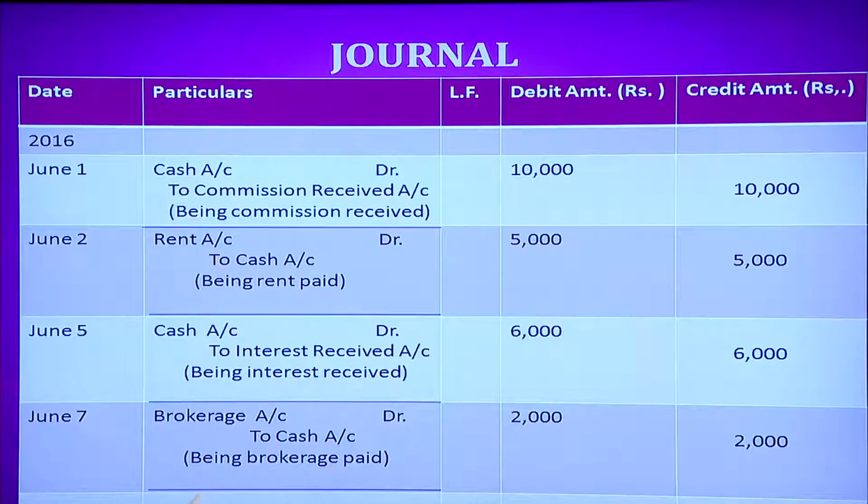And the last transaction was the brokerage paid. So, brokerage account debit. So, debit all expenses and losses, and brokerage being an expense, it is debited and credit what goes out. So, again brokerage account debited to cash account to an extent of rupees 2,000 in both the debit and the credit column.